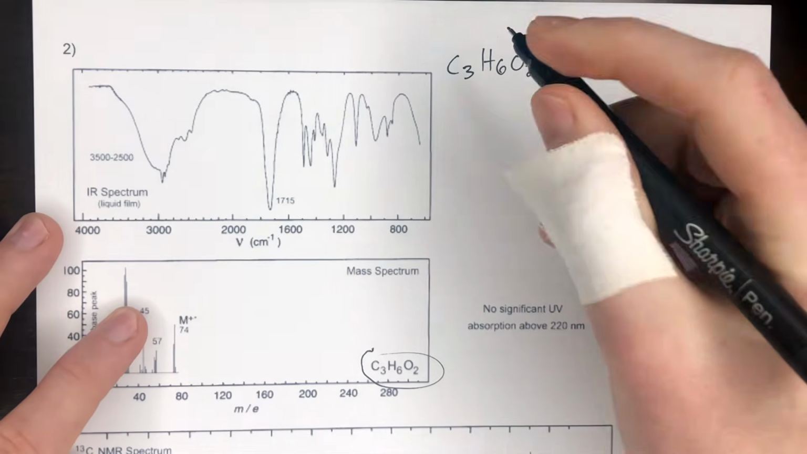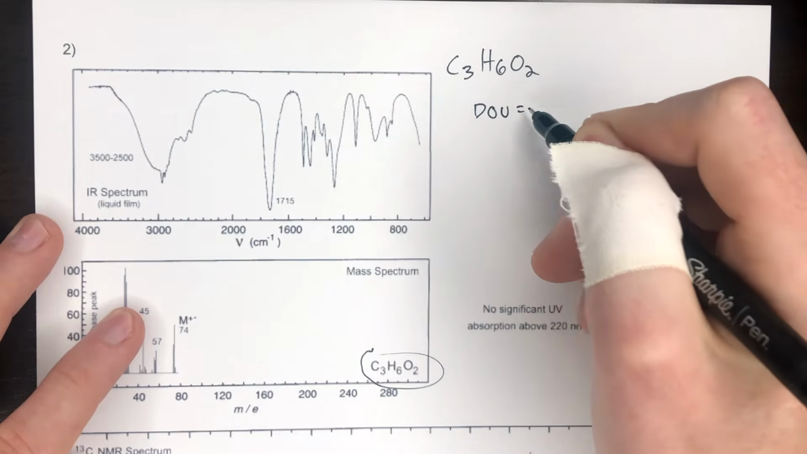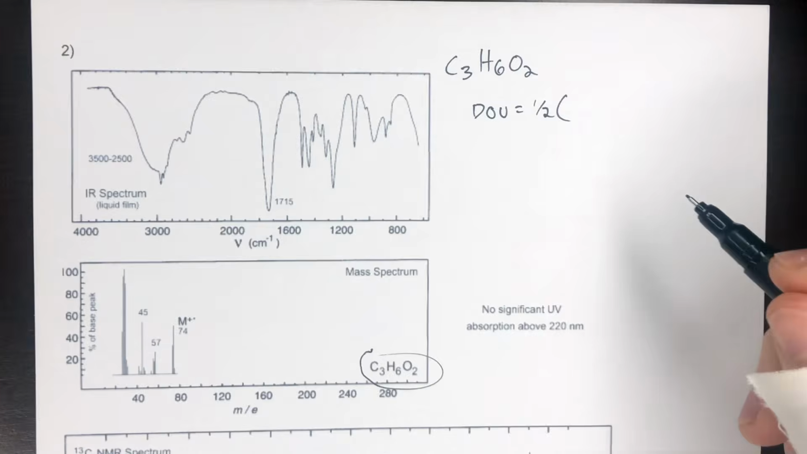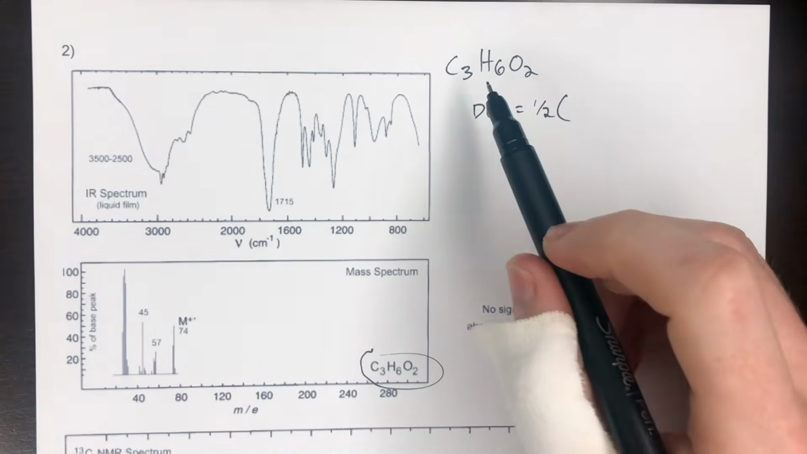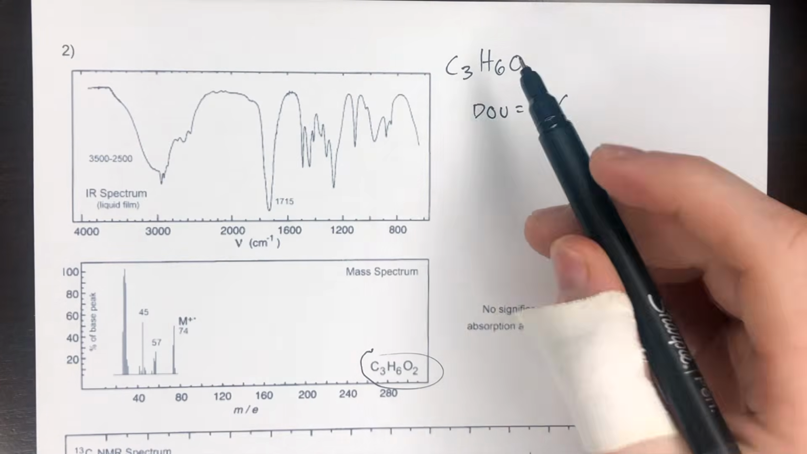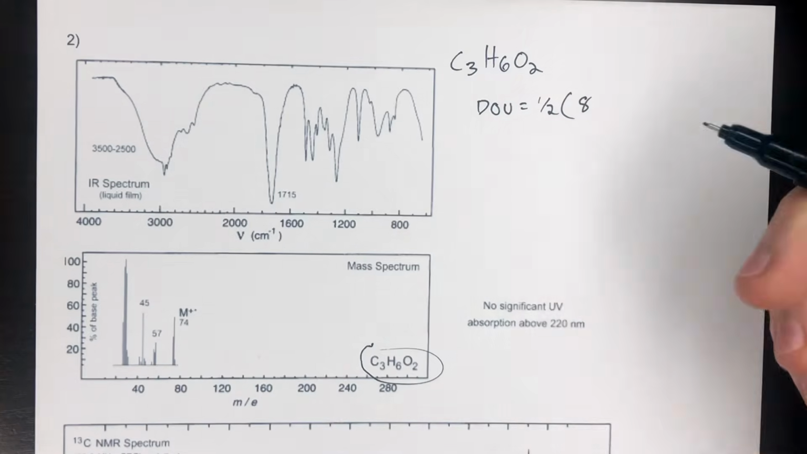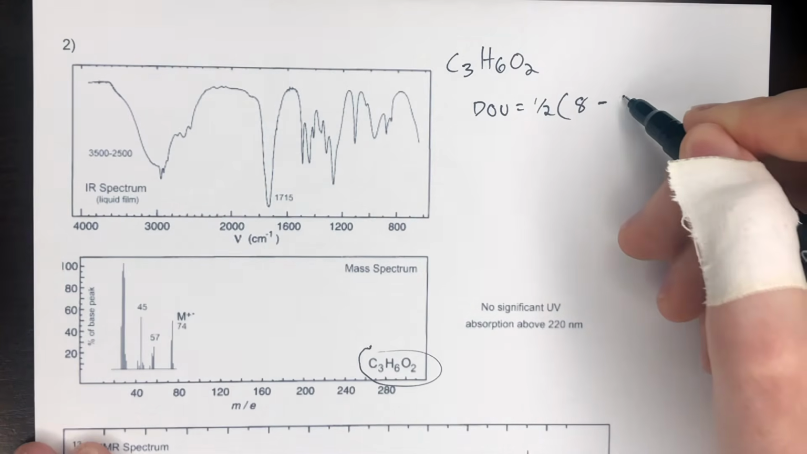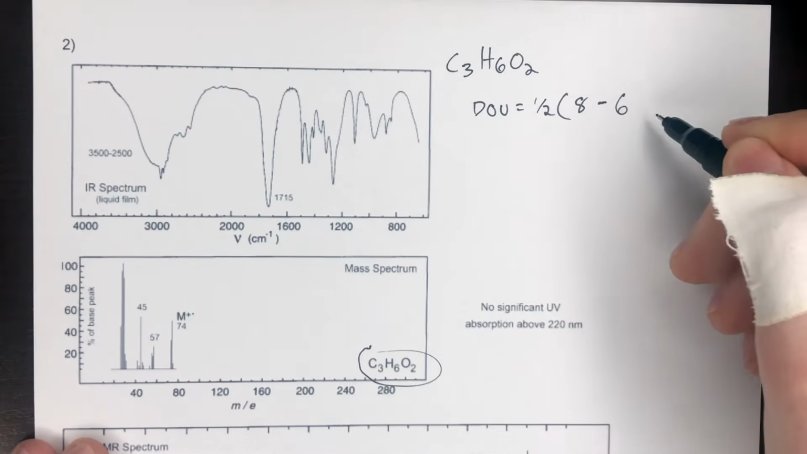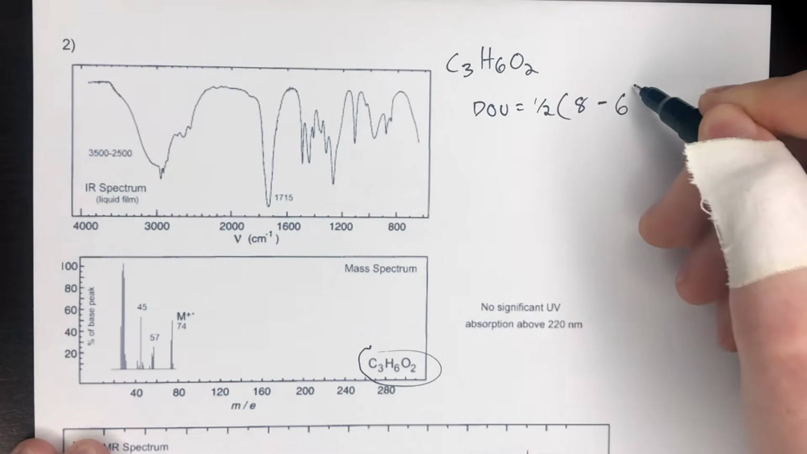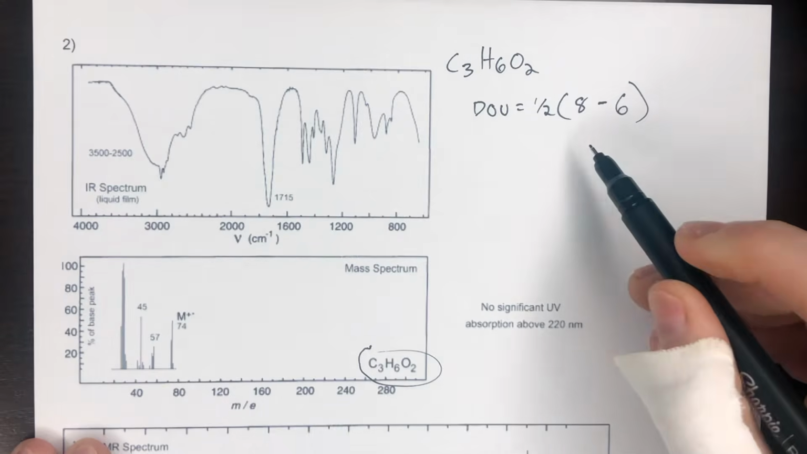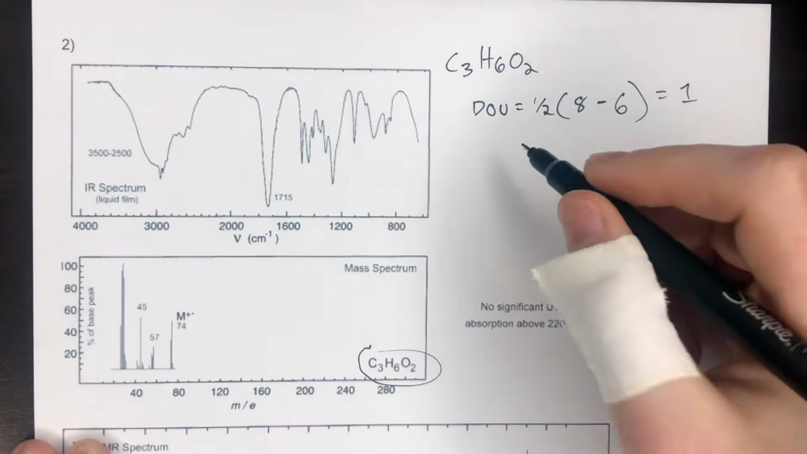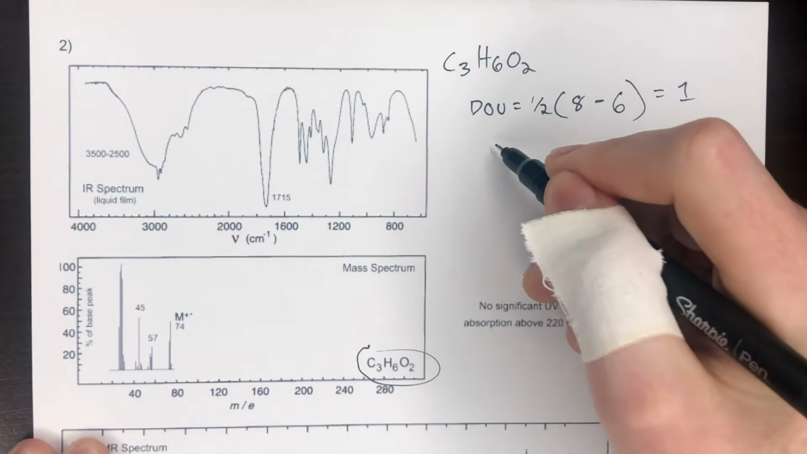All right, so our degree of unsaturation is 1/2 the number of hydrogens if it's saturated, which is 2 times 3 is 6, plus 2 is 8. That is H saturation. And then we subtract the H that is actually there, which is 6, and then minus halogens plus nitrogens. There aren't any here, so this is just 8 minus 6 is 2, divided by 2 is 1. So there's one ring or one pi bond.